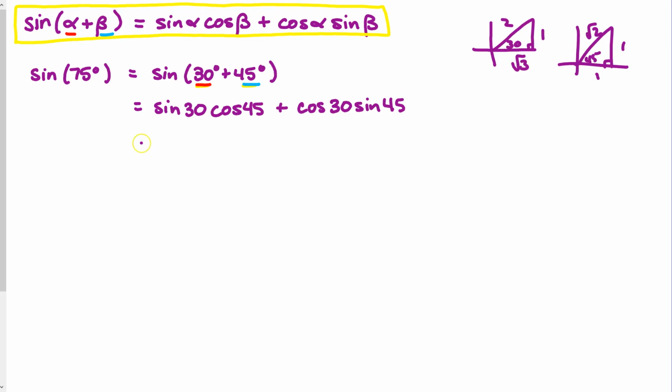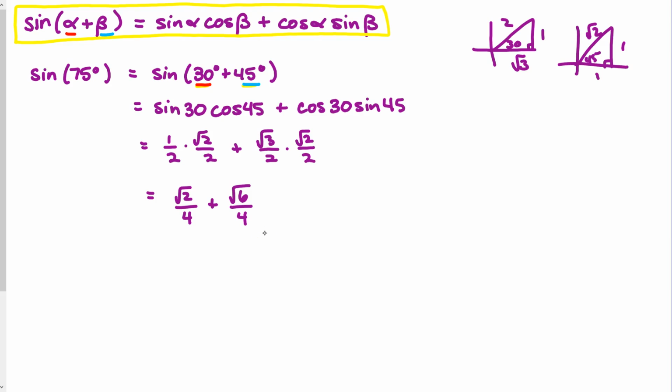Sine of 30 is 1/2. Cosine of 45 is square root 2 over 2. Cosine of 30 is square root 3 over 2. Sine of 45 is square root 2 over 2. Simplify by multiplying these first two fractions, we get square root 2 over 4. And multiplying these last two fractions, we get square root 6 over 4.